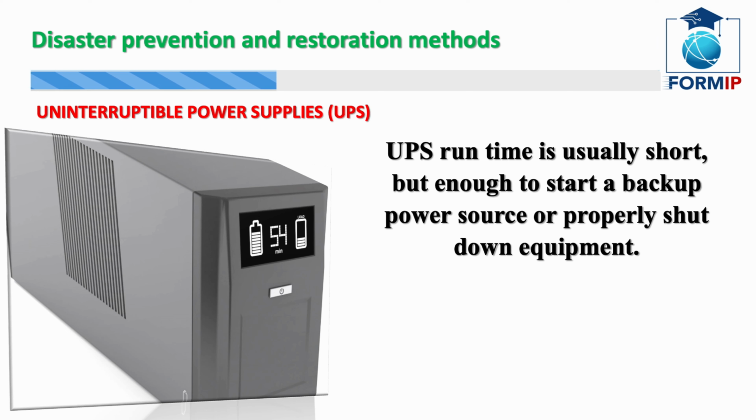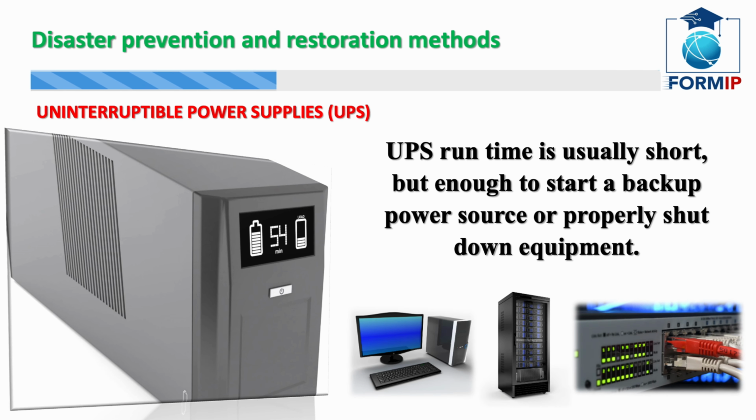UPS run time is usually short, but enough to start a backup power source or properly shut down equipment. A UPS is typically used to protect computer hardware, such as computers, servers, and network equipment. A power outage could cause severe service interruptions or data loss. Companies must secure electronic components as well as possible with an inverter. This includes personal computers, network equipment, etc. For example, each server must run on its own UPS to protect the valuable contents of the disks.